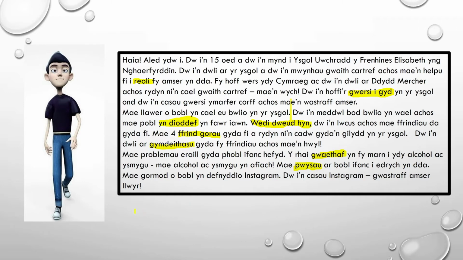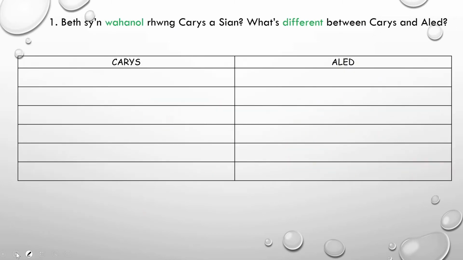Iawn ten. Let's move you to the next slide. So the first element of the reading task is to work out what is different. Be sy'n wahanol rhwng Carys ac Aled? Excuse the typing error there. That should say Aled.